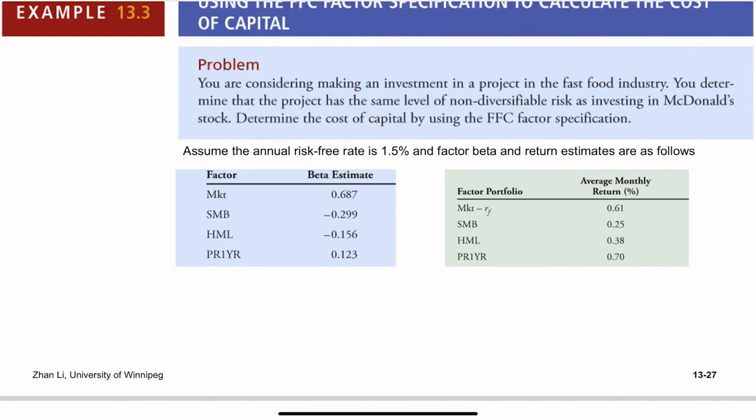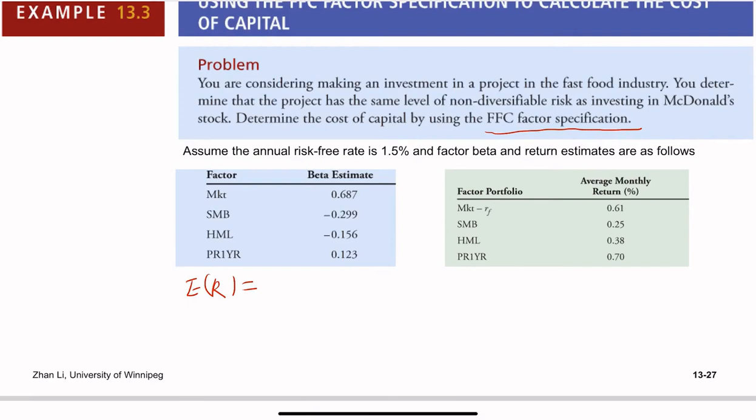So basically the story here is you're using this comparable firm analysis. You're considering McDonald's as the comparable firm, so you would use the cost of capital for McDonald's as the cost of capital for your investment. For simplicity, let's just calculate the cost of equity for McDonald's. Here, the problem says you should use the FFC factor specification. Okay, so let's write down the model here.